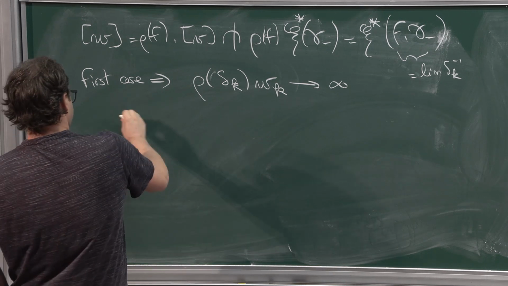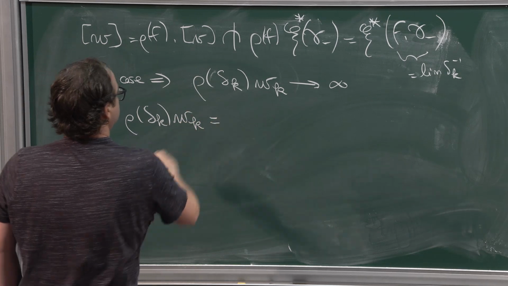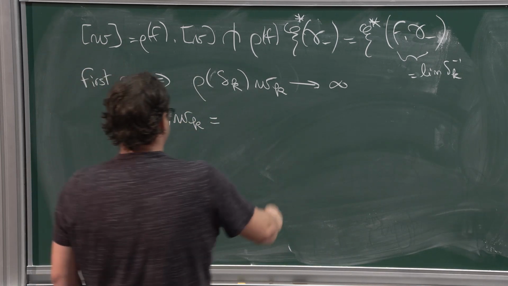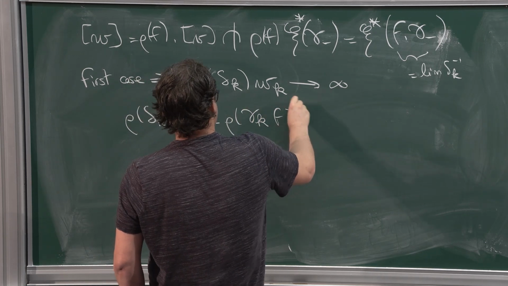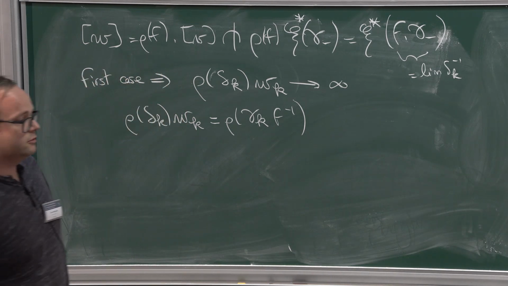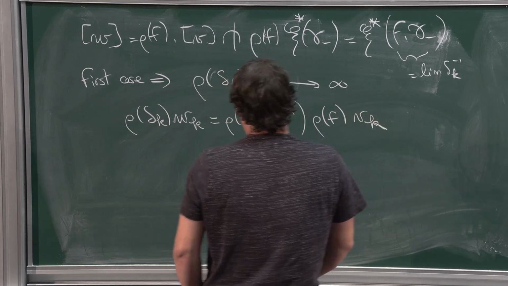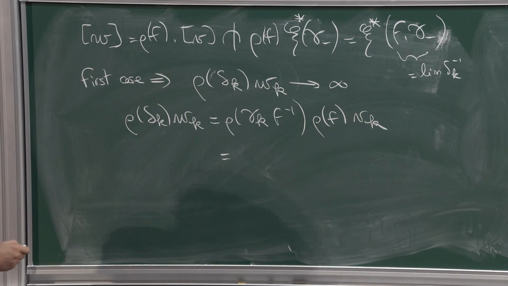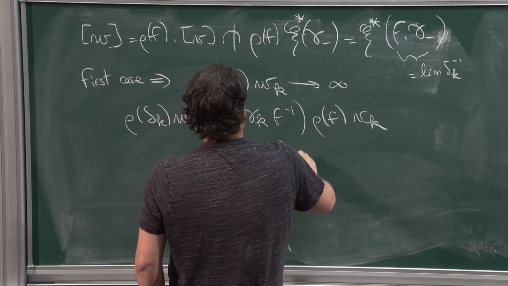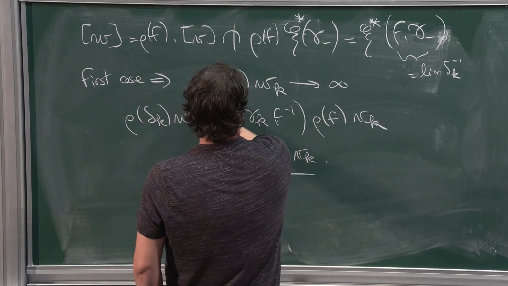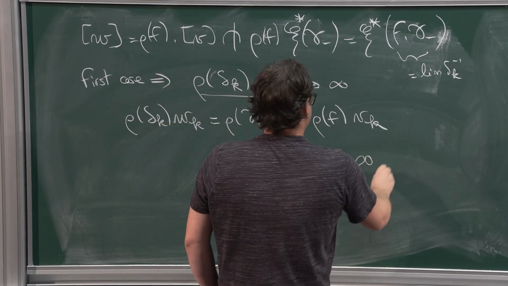But this rho of delta k acting on wk, let's replace everyone by their expression. Delta k was gamma k times f inverse, and wk was rho of f acting on vk. So the f inverse and f just compensate, and you're left with exactly what we wanted. So this will also go to infinity.